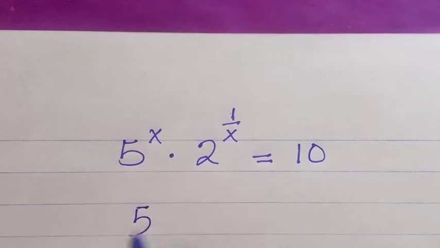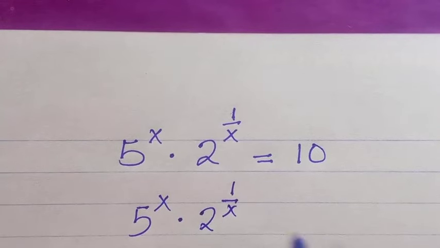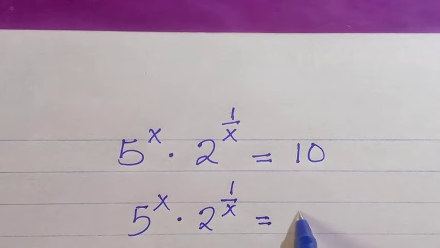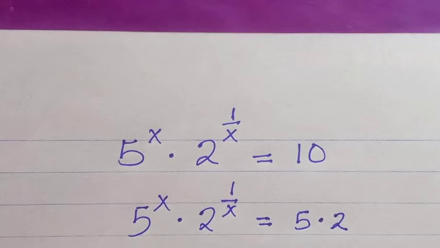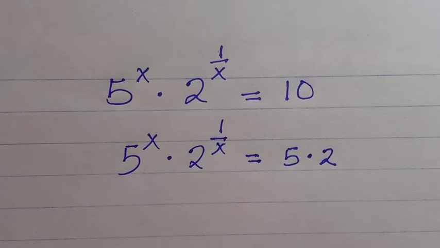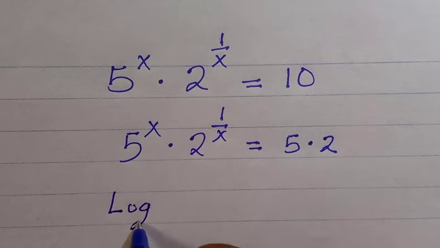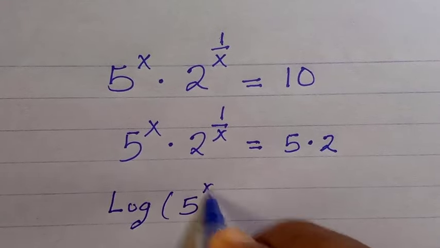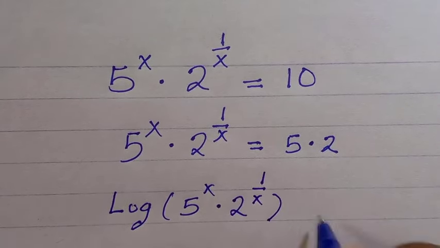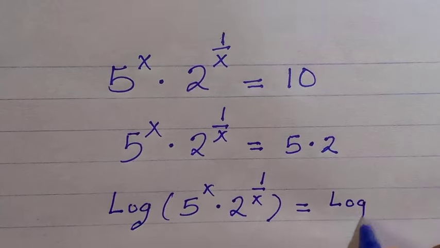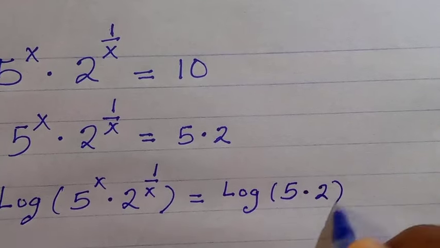So if this is 5 to the power of x dot 2 to the power of 1 divided by x equals, I can write the right side as the product of 5 and 2, which is still 10. The next thing we are going to do is introduce logarithm to both sides, so we have the logarithm of 5 to the power of x dot 2 to the power of 1 over x equals the logarithm of 5 dot 2.